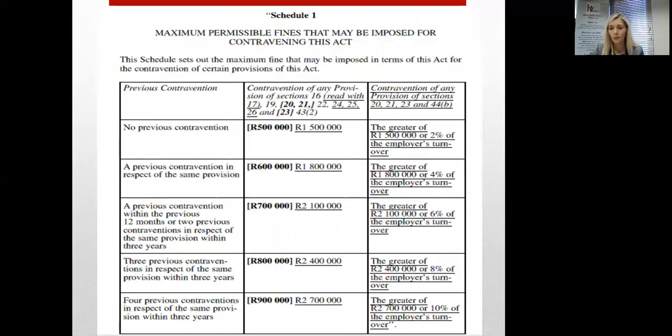When it's taken to the Labour Court, you can receive a fine. When we look at your fines, the first contravention is a 1.5 million fine or 2% of the employee's turnover. Should the next year you don't comply and they give you a fine as well, it moves up to 1.8 million or 4% of the employee's turnover, whichever is higher. Every year they increase it to ensure that we do take the process very seriously.